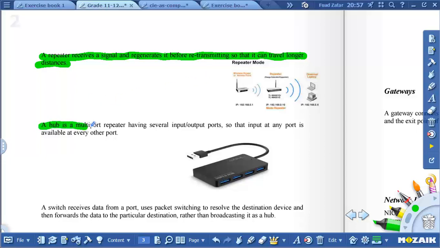A hub is a multi-port repeater using several input and output ports so that an input at any port is available at every other port. Simply, the hub connects the computers or devices you want to its multiple ports, and it shares the same signal. That means you cannot specify the rules or the protocol for each computer or device.